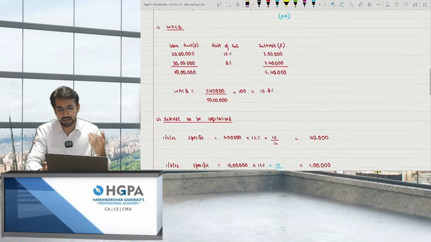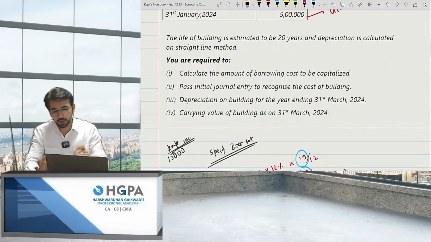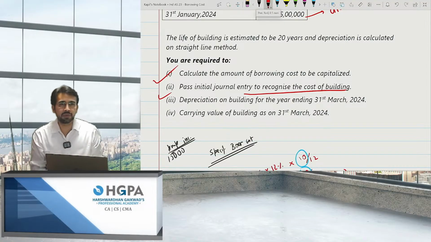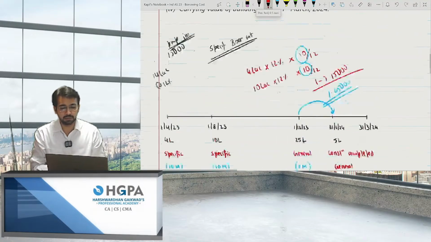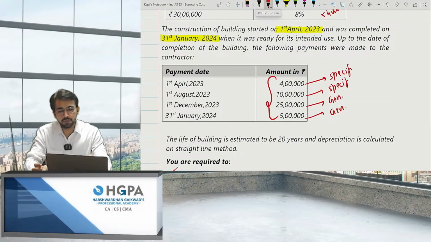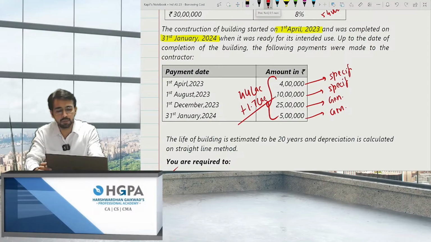Moving ahead to the second part of the question. The first point told to calculate the amount of borrowing costs, right? Second, pass journal entry to recognize the cost of building. Now, what was the cost of building? The amount incurred. What was the total amount incurred? 4, 10, 14 and 30, 44 lakhs. 44 lakhs plus 1.7 lakh was the amount of borrowing cost, right? It needs to be capitalized.